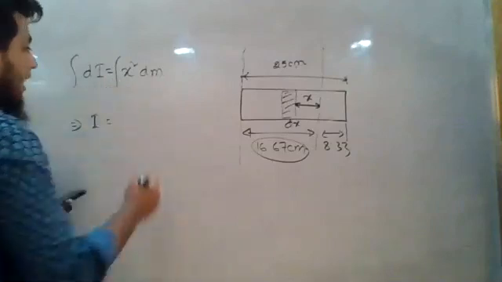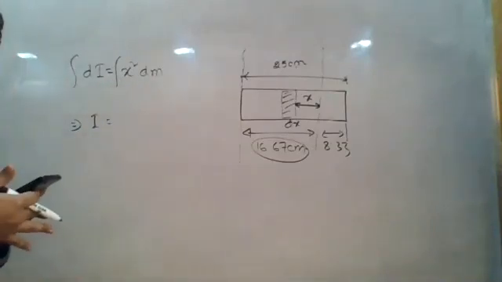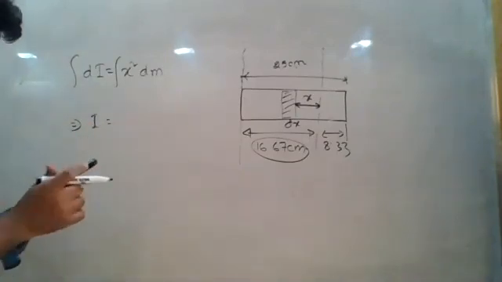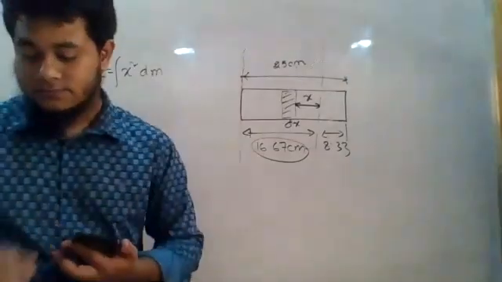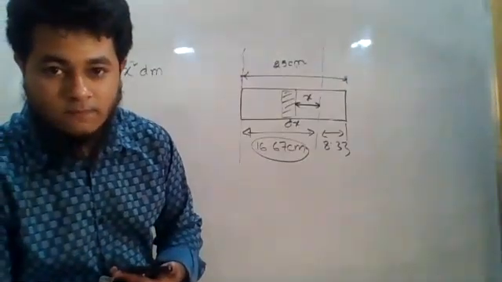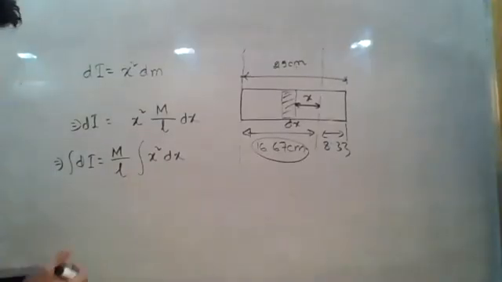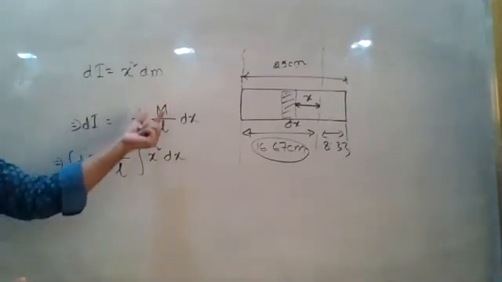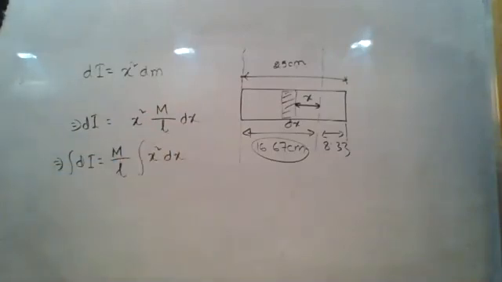And here I need to actually put the limit. Okay. So before I put the limit, now did you understand this part, that how I replaced dm by m by l into dx?